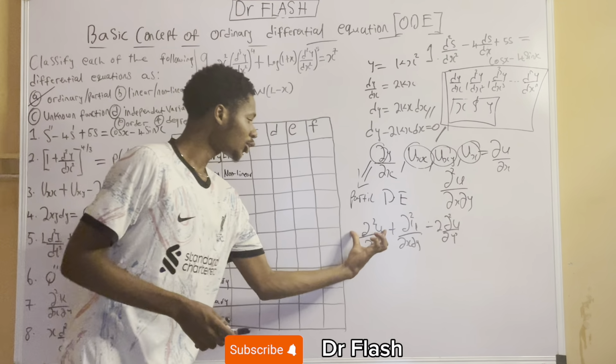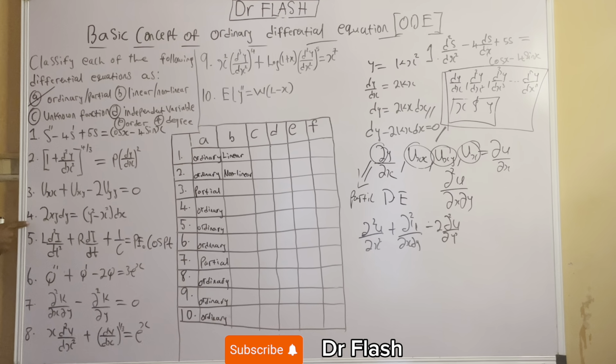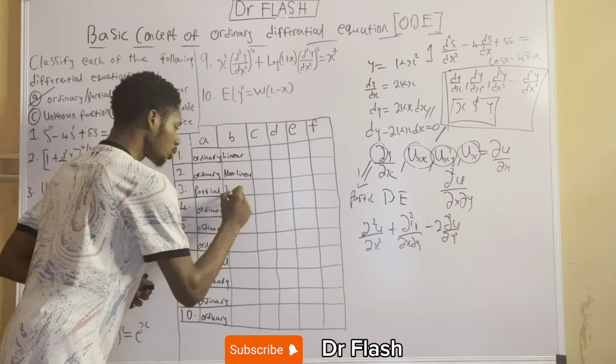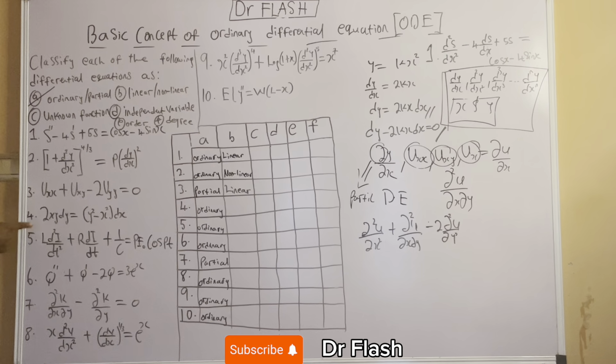You notice that none of these are having a bracket and an external power. For that reason, since they are not having it, we are going to call number 3 a linear differential equation. So we are going to call this a linear differential equation as well. And then for number 4, here is the case.